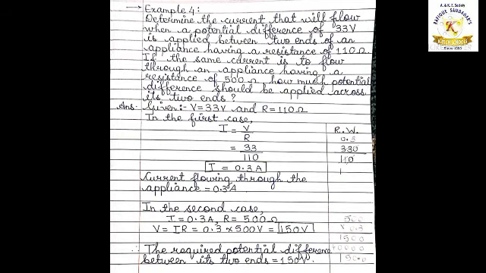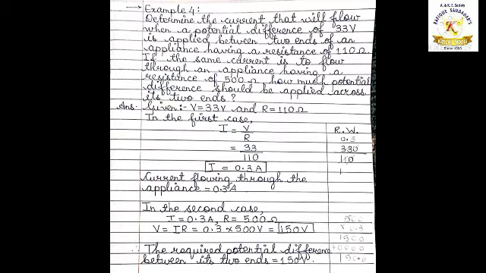Now solving the next example. What is the question? Let's see. Determine the current that will flow when a potential difference of 33 volts is applied between two ends of an appliance having a resistance of 110 ohms. If the same current is to flow through an appliance having a resistance of 500 ohm, how much potential difference should be applied across its two ends?